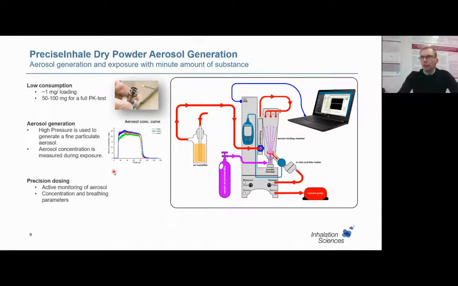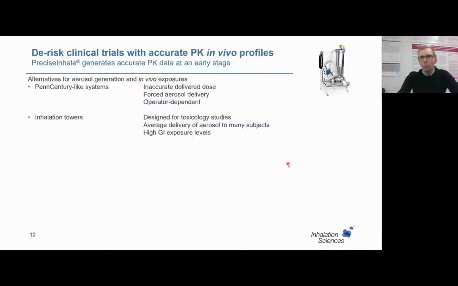This is the setup for dry powder aerosol generation. When we work with inhalers, we have a different solution that Beatrice will describe in the lab. Then we don't use the high pressure, and the same with the nebulizer. But the idea with the precision dosing is the same, that we measure the aerosol concentration and flow rates. So we can offer to de-risk clinical trials with accurate PK in vivo profiles. PreciseInhale generates accurate PK data at an early stage.